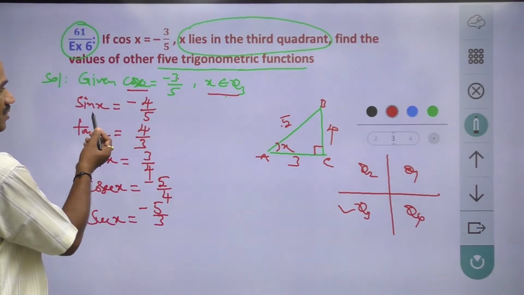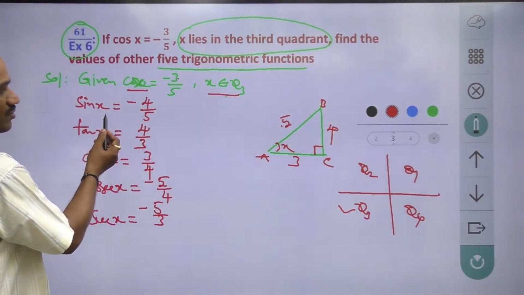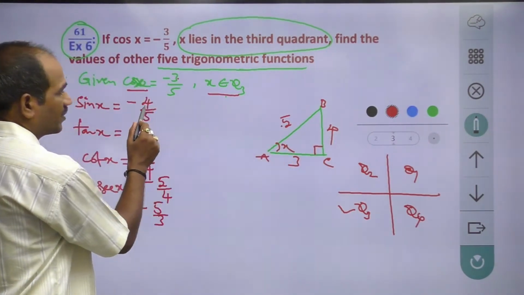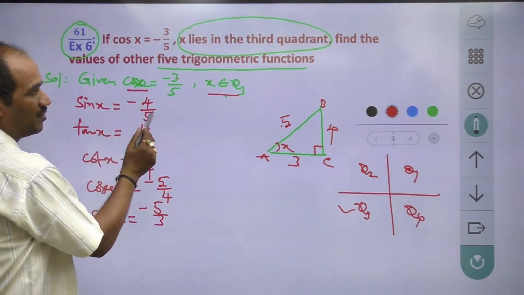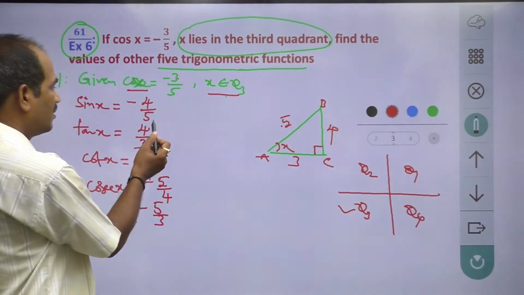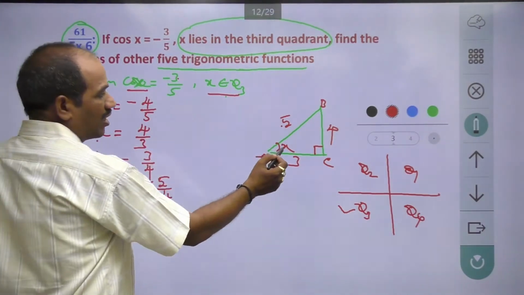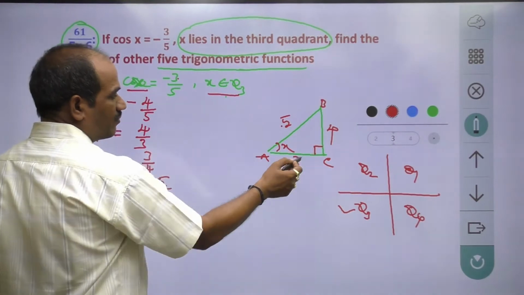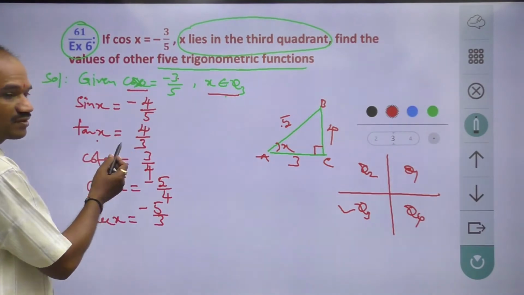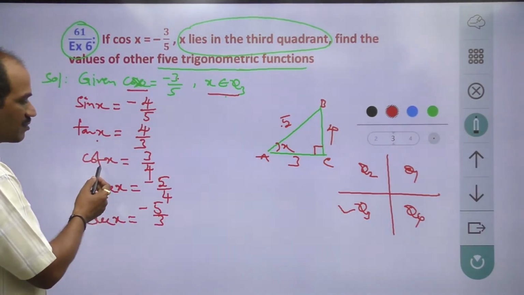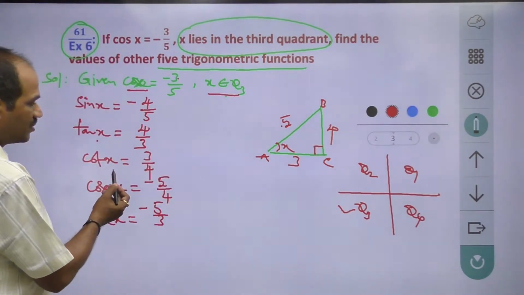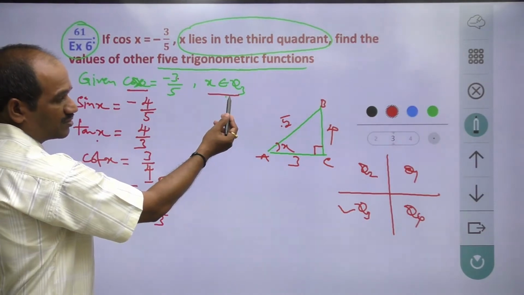Here sin x is opposite side by hypotenuse, that is 4 by 5. In the third quadrant sin x is negative, so take minus. Next tan x is opposite side by adjacent side, 4 by 3. In the third quadrant tan x is positive, so take positive. Next cot x is adjacent side by opposite side, 3 by 4, and cot x is positive in the third quadrant.